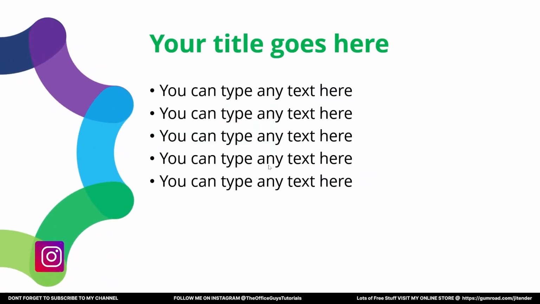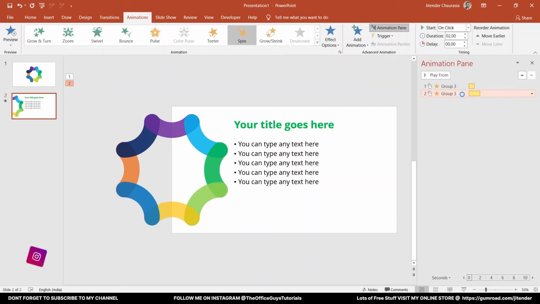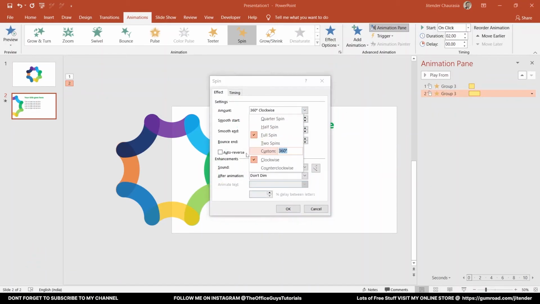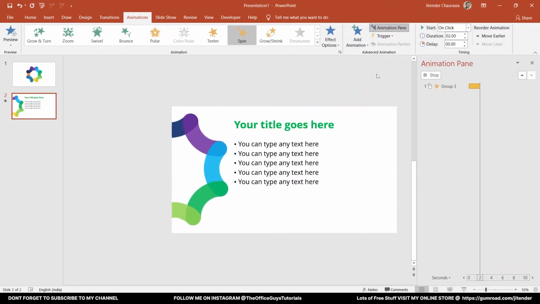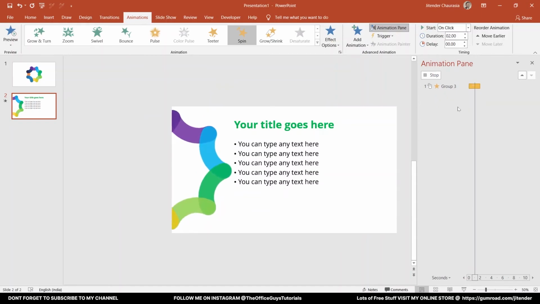Nice. Now what we have to do is, once again we have to add animation. So again we'll add spin, don't worry. Now double click again and custom, just change it to 45 degree and click OK. Now once again add animation, spin, and once again change it to 45 degree. I'm doing it for 3 times, and let's see what outcome we're going to get.